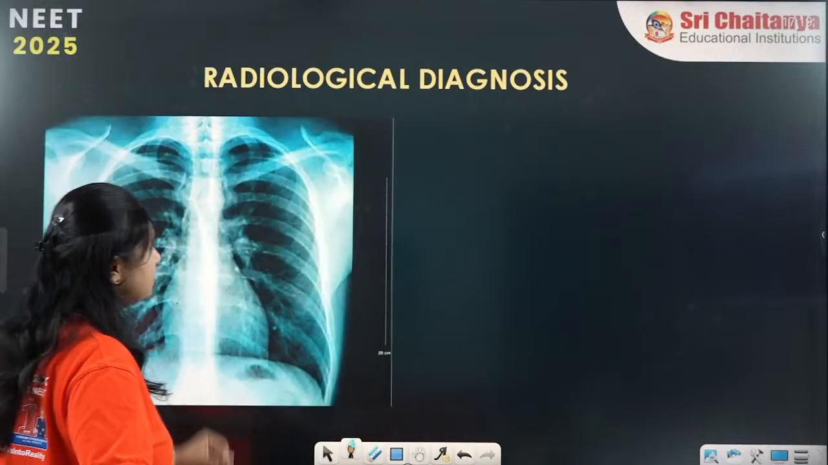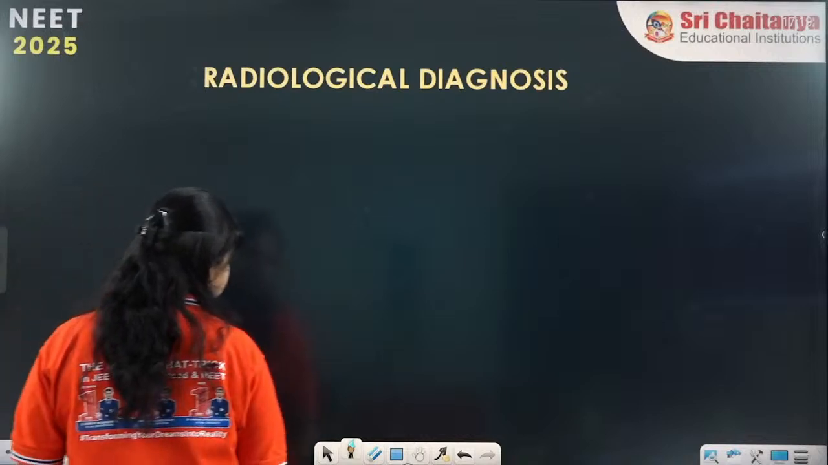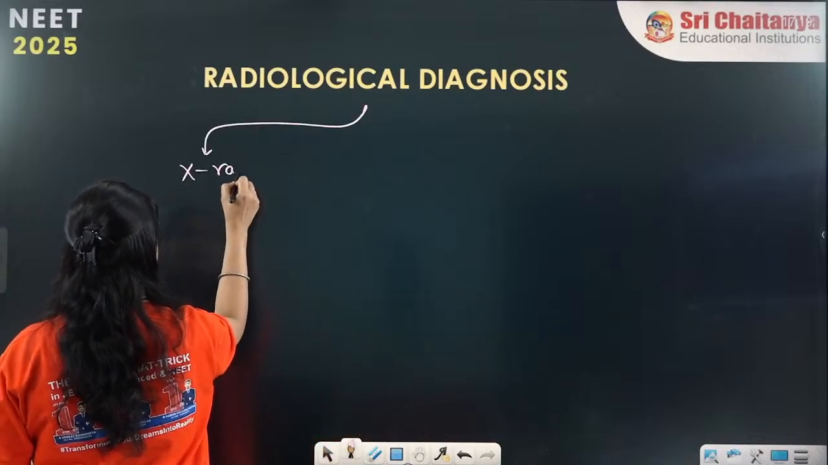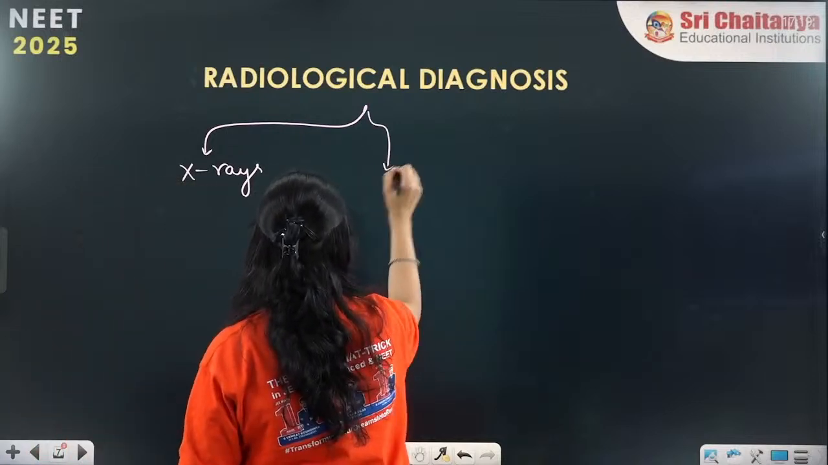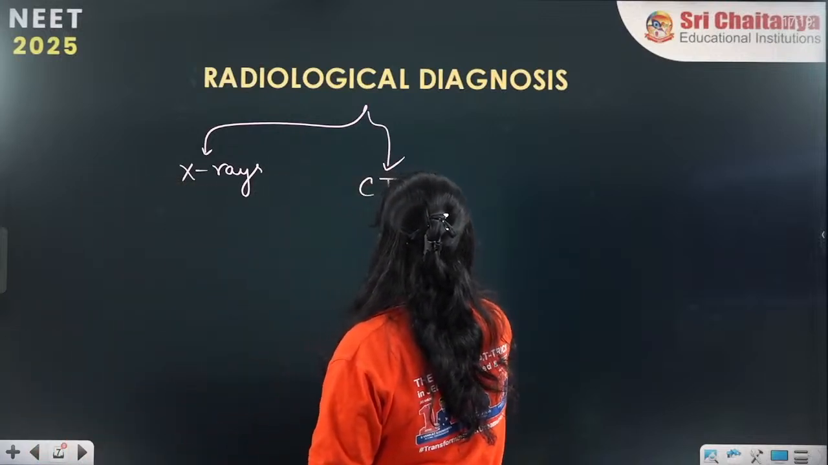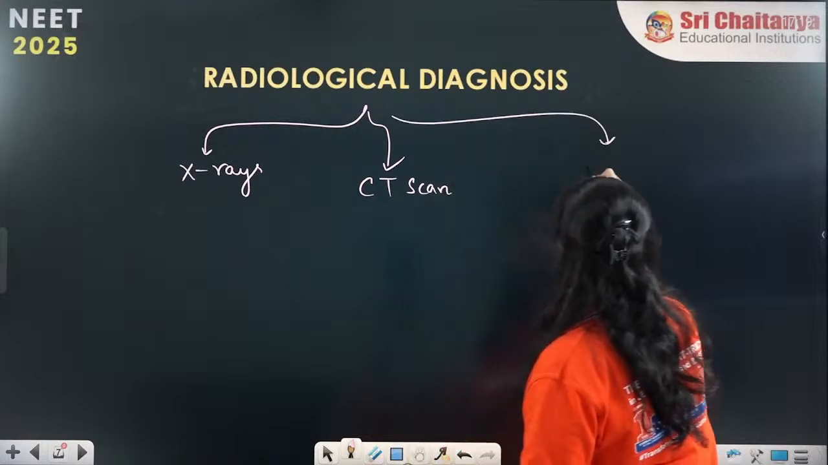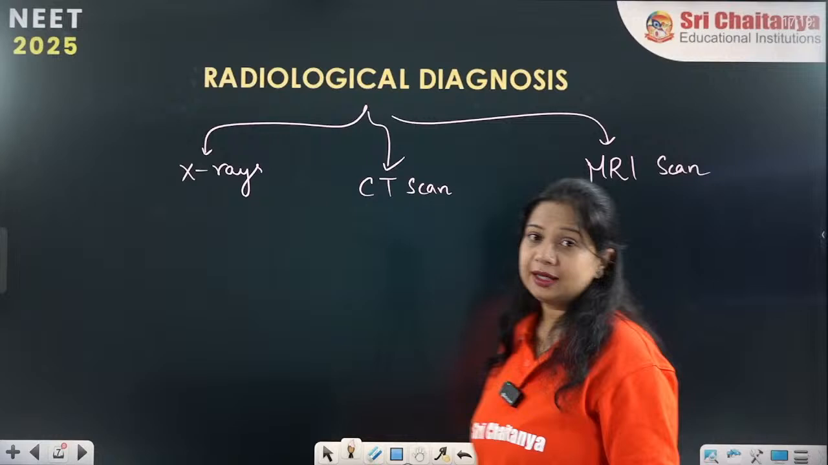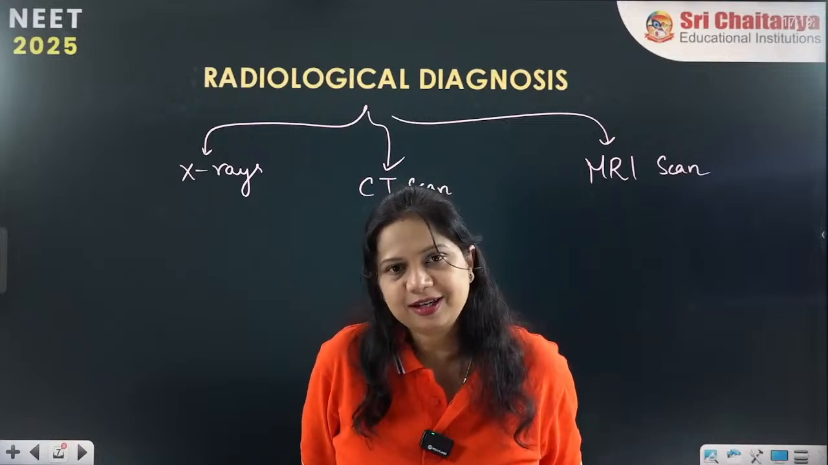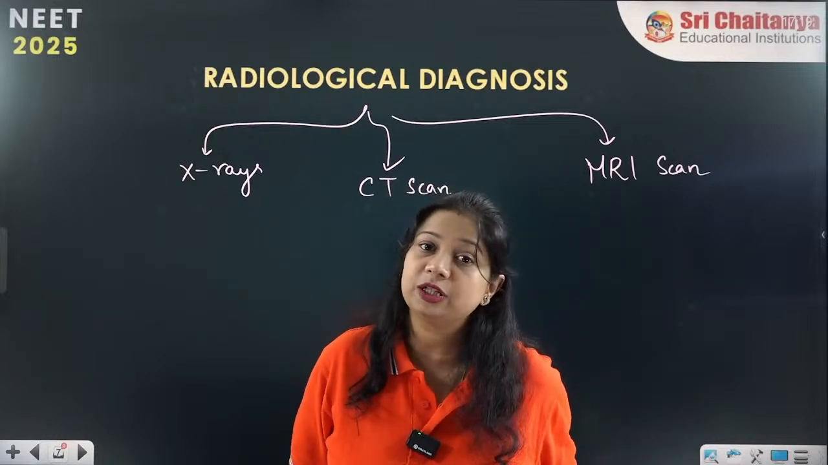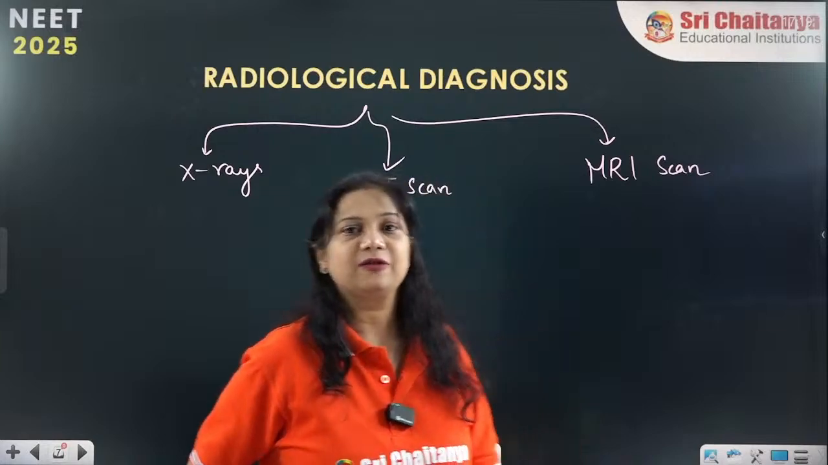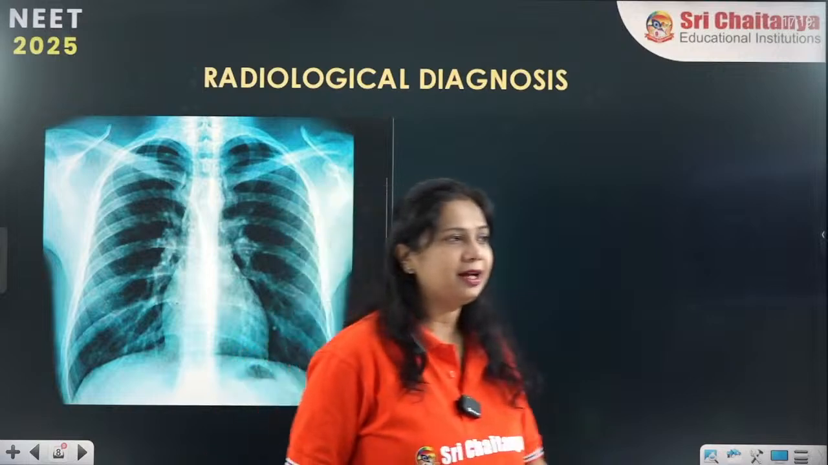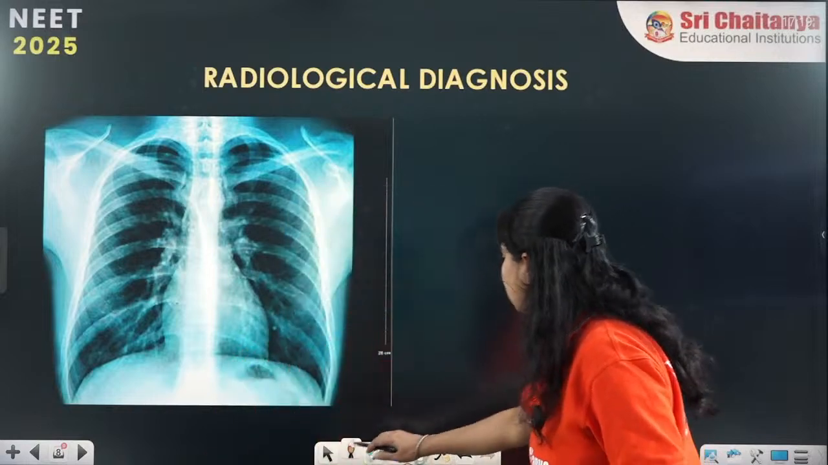Okay, so let's start studying here. Radiological diagnosis first. What are we going to study in radiological diagnosis? First it will be X-rays, another is the CT scan, and the third one is the MRI scan. X-ray, CT scan, MRI scan. These are the different types of radiological methods we use for diagnosing different types of disorders. So first it is the radiological diagnosis of X-rays.